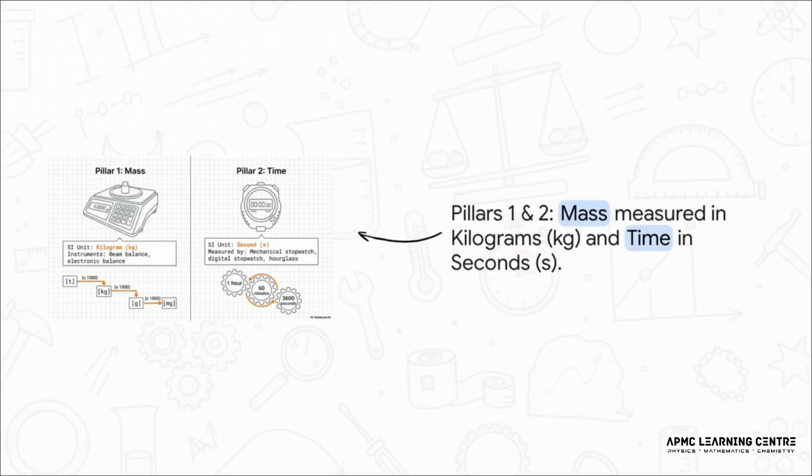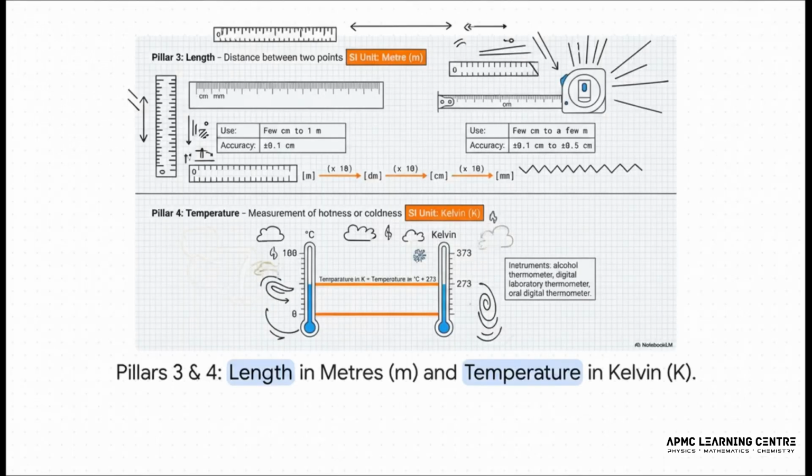Okay, so our first 2 pillars are mass and time. Mass is basically just the amount of stuff in an object. Now, in the lab, you might hear about grams all the time, but the official international standard, or what we call the SI unit, is actually the kilogram. And for time, the standard is the second, which we can capture super precisely with tools like the digital stopwatch you see right here.